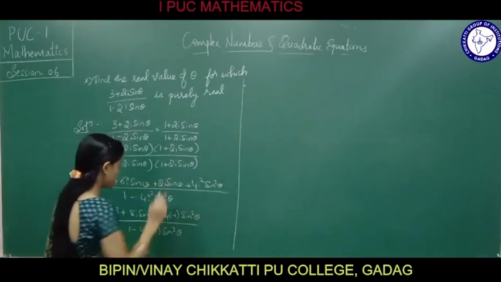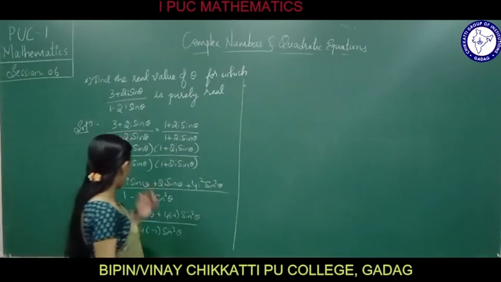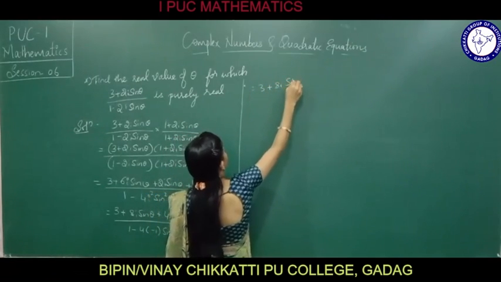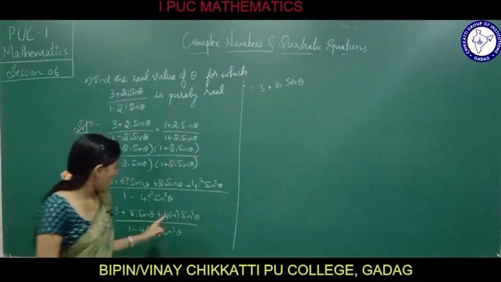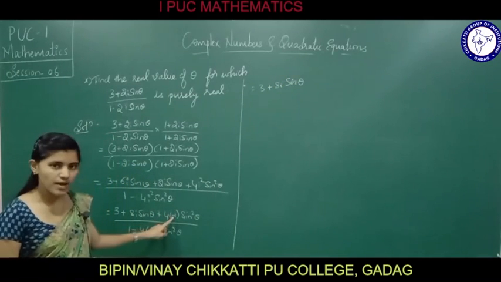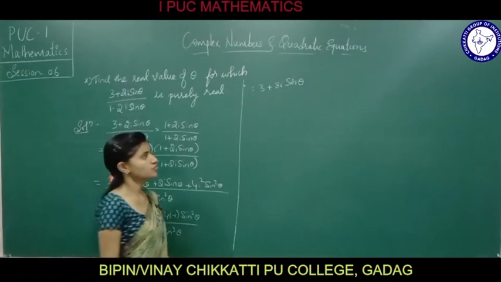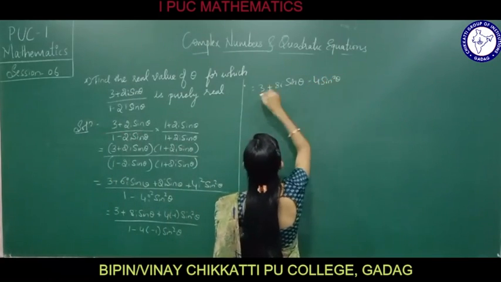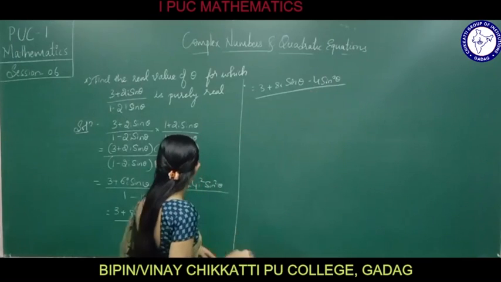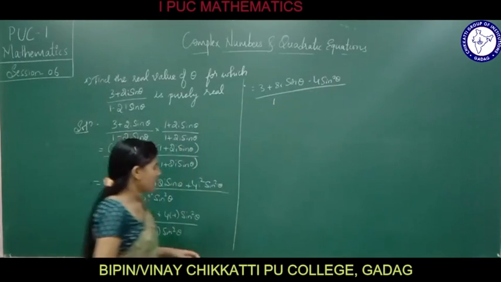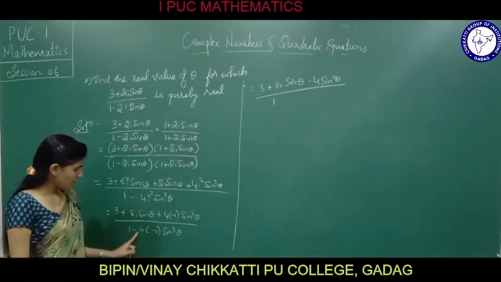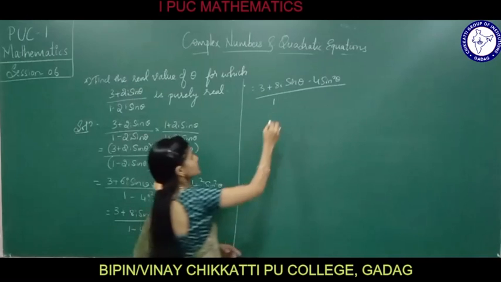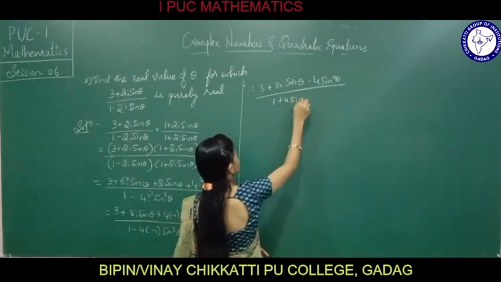This on further simplification, what am I going to get? I am going to get 3 + 8i sin θ. See, I have here plus, I have minus. Plus into minus is going to be minus 4 sin²θ, divided by 1. I have here minus and minus. Minus into minus is plus, 4 ones are 4. That is plus 4 sin²θ.